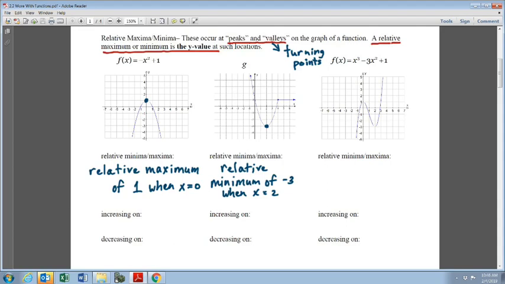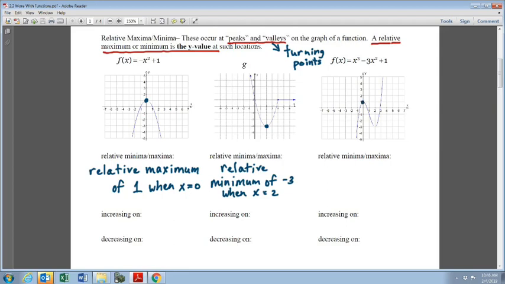So notice when x is 2, we're down 3. That's where we have our relative minimum. All right, and so you might try doing the last one there. Let me go ahead and do it now.